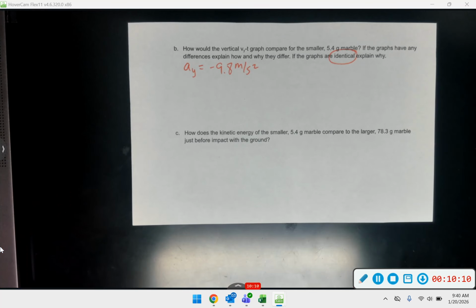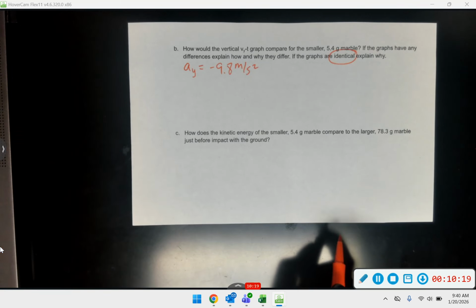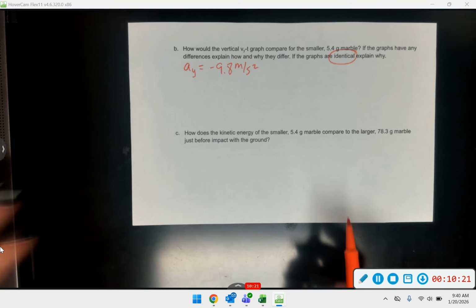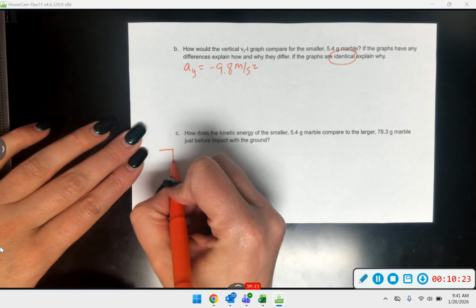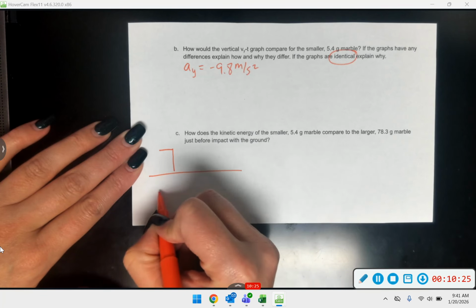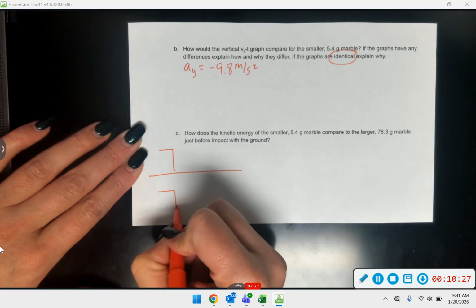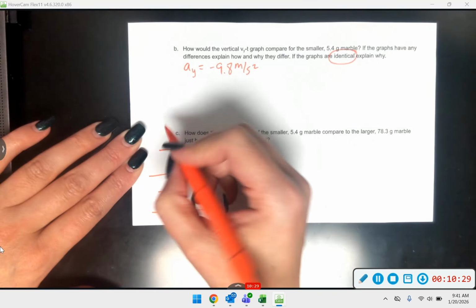Last question says, how does the kinetic energy of the smaller 5.4 gram marble compare to the larger 78.3 gram marble just before impact with the ground? Again, this is a similar question. This is not the same question we answered a second ago. The last one asked about momentum. This one, on the other hand, is asking about kinetic energy. But again, it's the same thing.